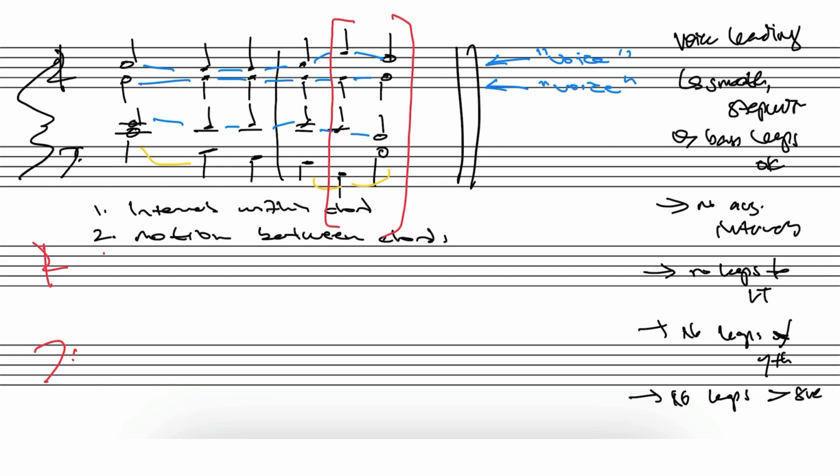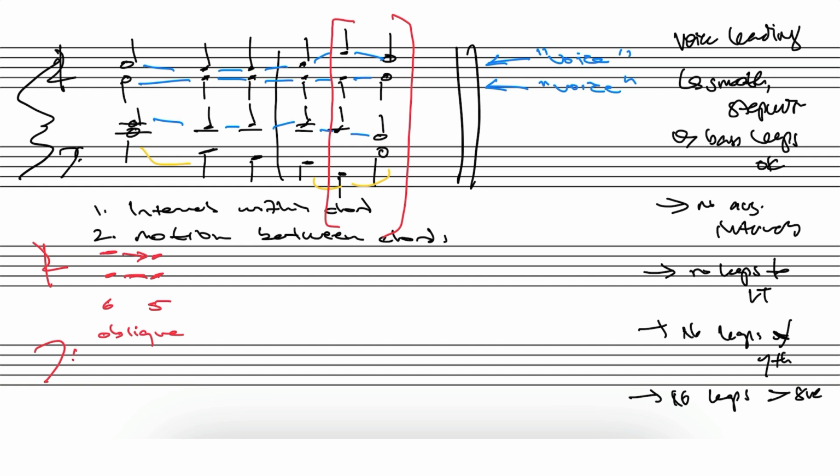So for starters, let's look at the soprano and the alto. We started off with a sixth between soprano and alto and then moving to a fifth. The alto stayed stationary, the soprano moved inward. When one voice stays stationary where the other one moves up or down, that is oblique motion.